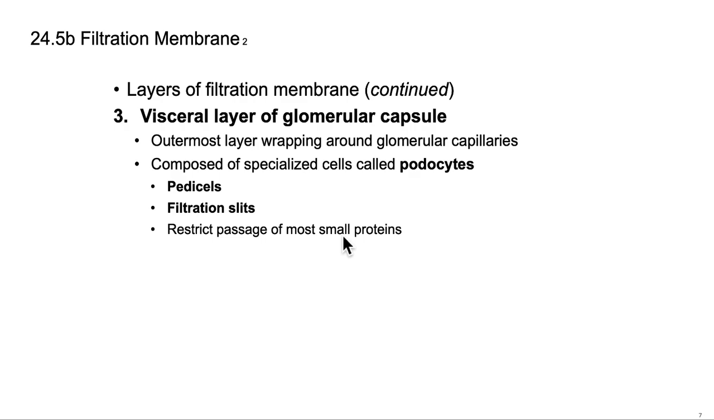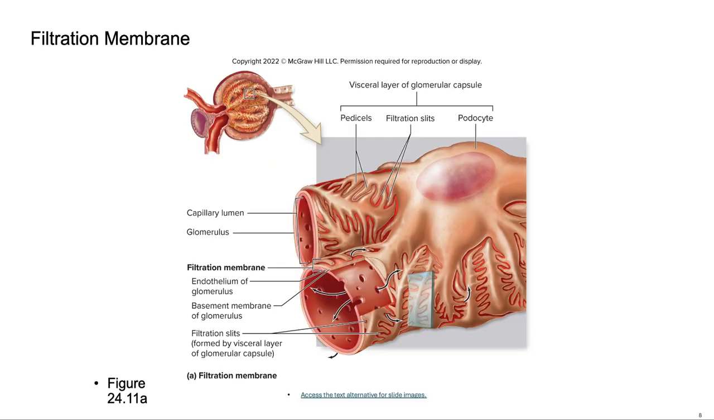Pedicles are these extensions of the cell that, when they come next to each other, create this space, and this space is called a filtration slit, right? So what you can see here is a podocyte, this large cell. Here's our capillary. Notice the fenestrations, those little holes, if you will, in the capillary. Here are the pedicles, those long extensions coming out. And in between those adjacent pedicles, you have a little gap, and those are your filtration slits.